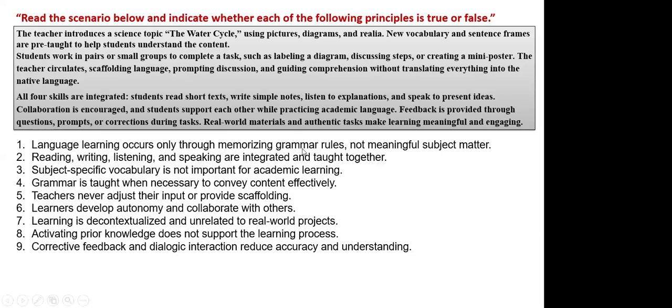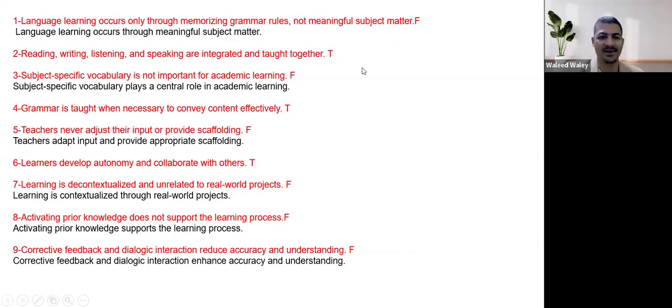Okay. So these are the principles. Number 1: language learning occurs only through memorizing grammar rules. This one is false, and this is the correct answer: language learning occurs through meaningful subject matter. Okay. So we need a subject and a subject matter, and it should be meaningful, and it should be engaging.